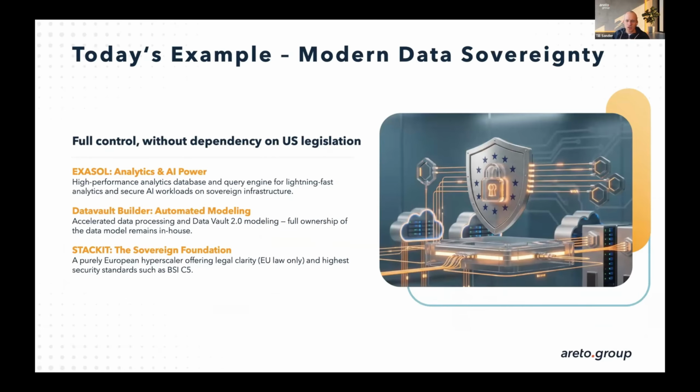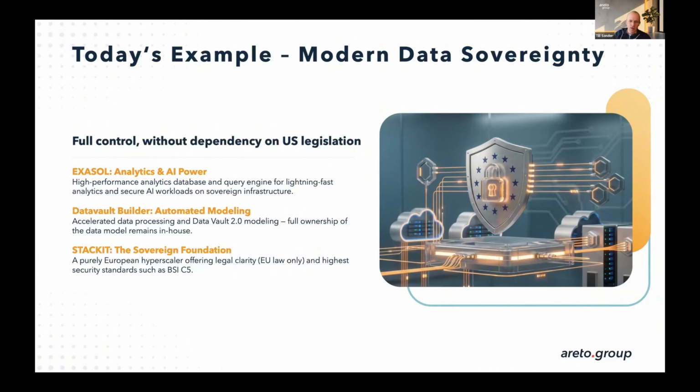The challenge has always been, how do you get the performance and scalability of modern cloud infrastructure without sacrificing control, compliance, and European data sovereignty? The answer is a 3-layer architecture that delivers full control without any dependency on US legislation. The foundation is a data center like Stackit, a purely European hyperscaler, not a European data center of a US hyperscaler, but genuinely a European cloud provider, governed exclusively by EU law, certified to BSI C5 standards, and no cloud at risk. On top of that runs Exasol, a high-performance analytical database and query engine, purpose-built for lightning-fast analysis and secure AI workloads. It runs on the sovereign infrastructure, giving you enterprise-grade analytics performance without compromising on data residency.